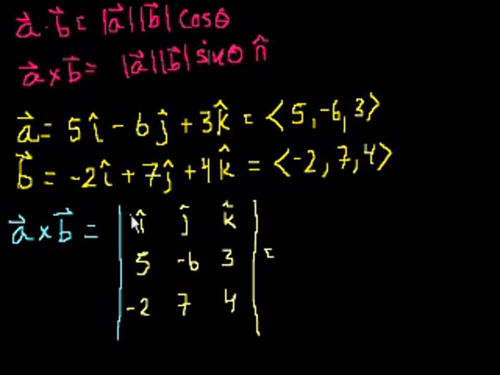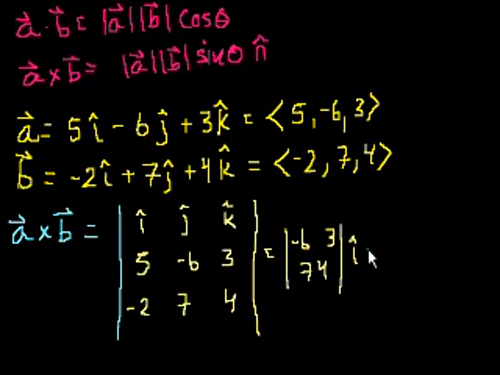Well, this is equal to the subdeterminant for I. So the subdeterminant for I, if you get rid of this column and this row, is the determinant that's left over. So that's minus 6, 3, 7, 4 times I. You might want to review determinants if you don't remember how to do this, but maybe me working through it will jog your memory. And then remember, it's plus minus plus.